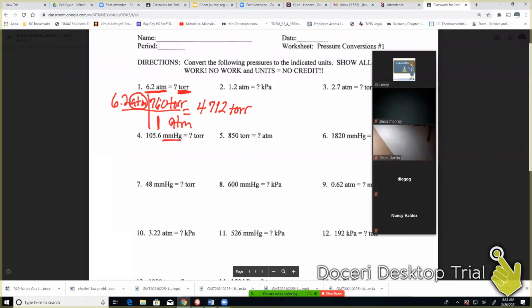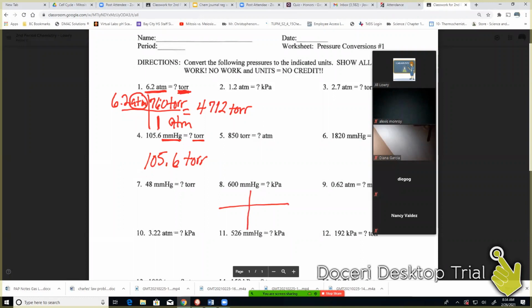If you have millimeters of mercury and you're trying to convert it to torr, or if you have torr and you're trying to convert it to millimeters of mercury, those are the same thing. So you don't have to do any work on those. If I have 105.6 millimeters of mercury, then I also have 105.6 torr. Torr and millimeters of mercury will always give you the same answer. Just going to kind of jump around and look at a few different types.